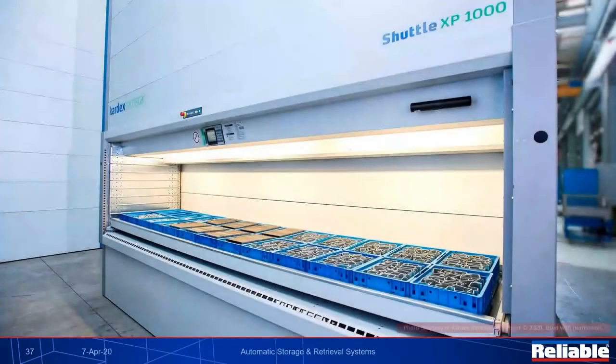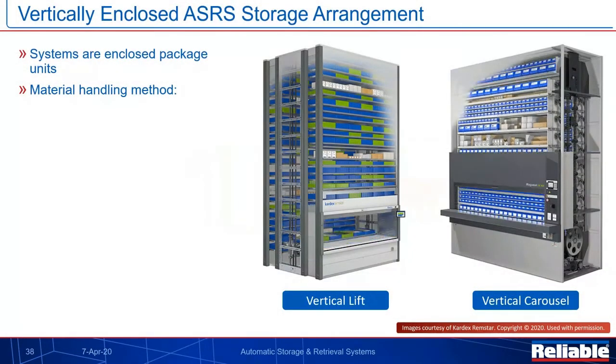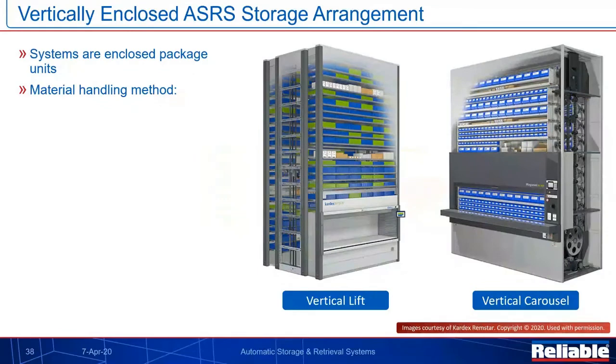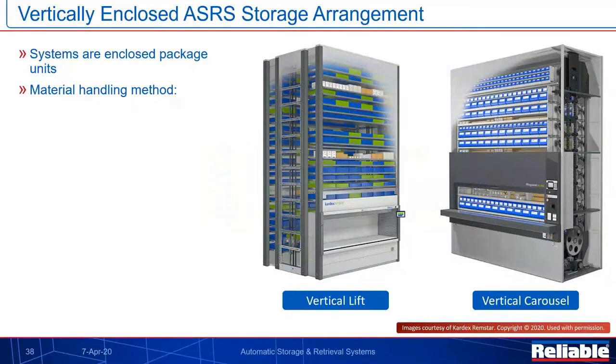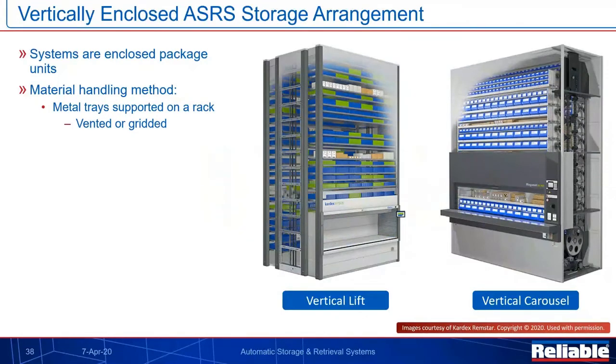Section 2.3 pertains to a storage solution that is comprised of self-contained ASRS storage units that are vertically enclosed. The protection schemes that are discussed in the following slides are meant only to provide protection within the unit itself. These systems are enclosed units. They come as a package meant to handle material on vertical trays. Those trays are supported on a rack.